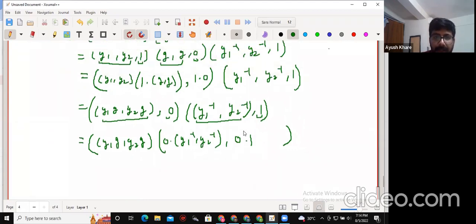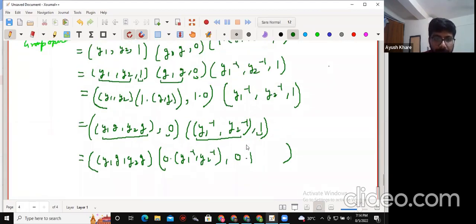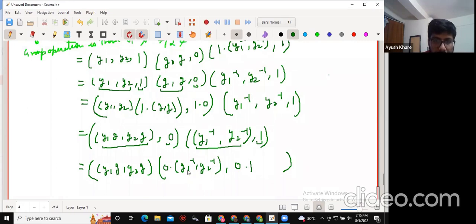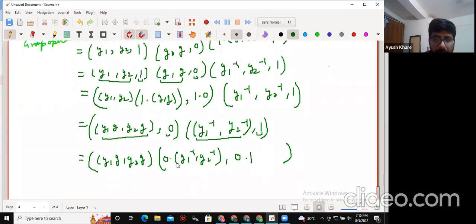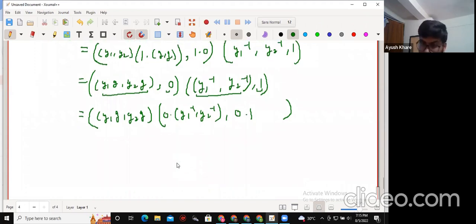The second coordinate is matching with the answer. I don't know where we have made the mistake in the first coordinate, because once you apply 0 here, it won't contain anything from y1, y2. Our answer is a bit different from the correct answer. Let's write anyway what we are getting.